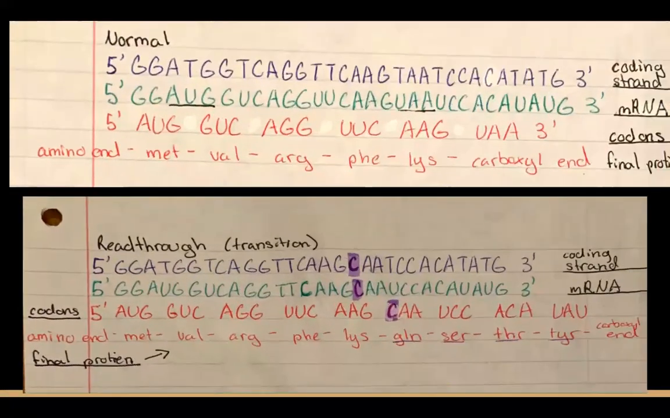A read-through mutation is when a stop codon is changed to a normal codon, which makes the protein longer. Here, T is being replaced by C. This causes the stop codon, UAA, to change to a normal codon, CAA. This results in the amino acid chain continuing and making the protein strand longer. This mutation is a transition because thymine, a pyrimidine, is being replaced by cytosine, which is also a pyrimidine.